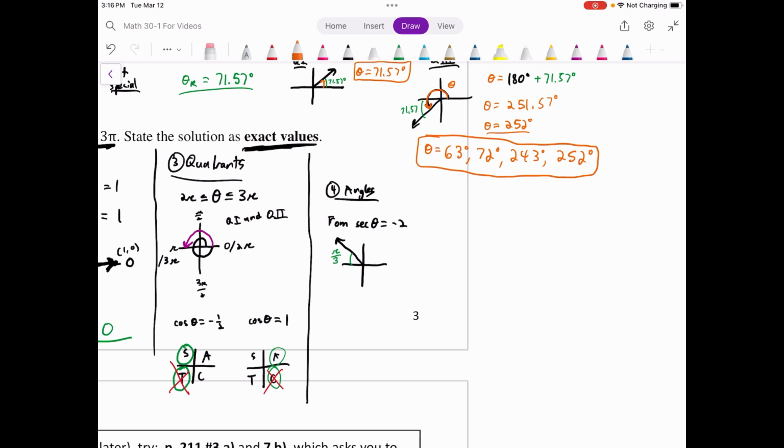Now be careful, we're not actually looking for this angle, right? That's not between 2 pi and 3 pi. That's much less than 2 pi. So we need to go all the way around to 2 pi, and then that far, right? And then that far, okay?